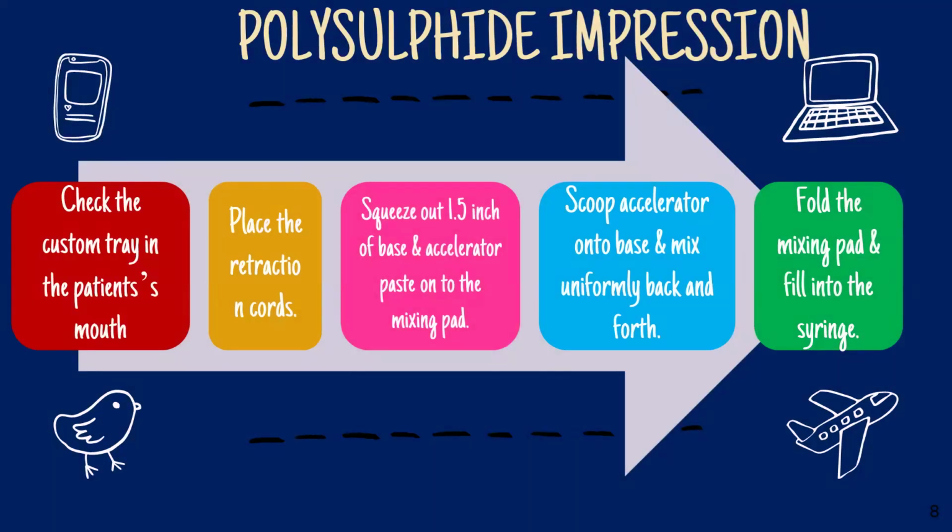Next, we'll go through polysulfide impression material. Check the custom tray in the patient's mouth for tray extension. Then we place the retraction cords. We squeeze out 1.5 inches of the base and the accelerator paste onto the mixing pad. Make sure they are of equal proportion. Scoop the accelerator paste onto the base paste and mix them uniformly back and forth until you get a uniform mix. Fold the mixing pad and fill it into the syringe.